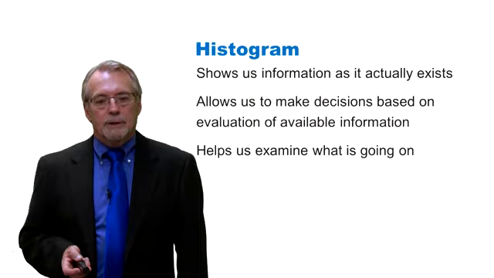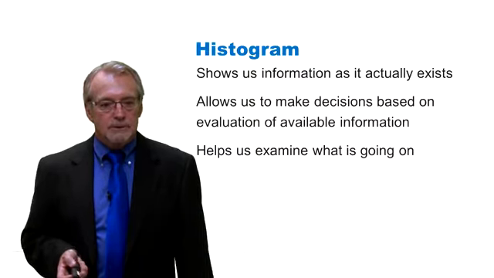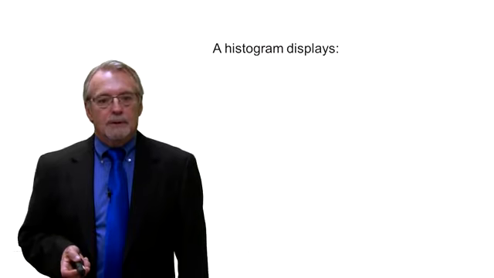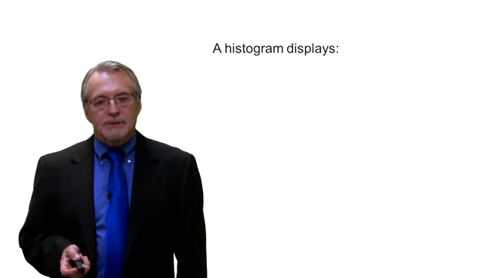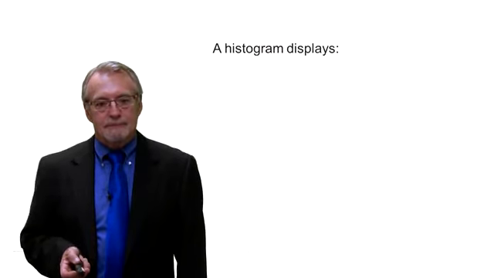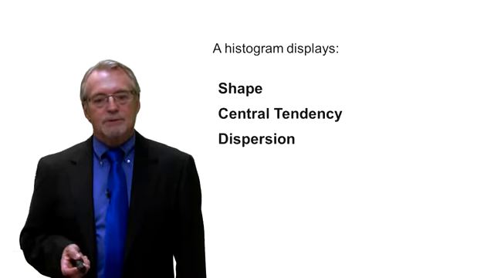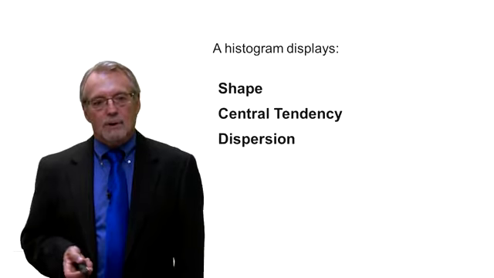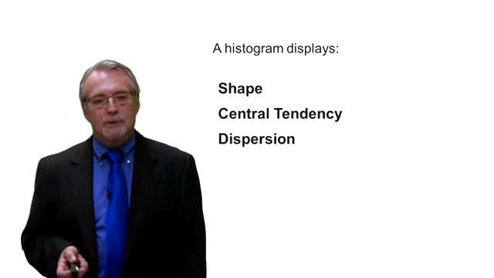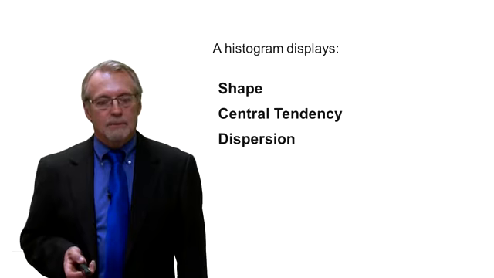It's one way to display and examine what's going on. We're just looking at what's going on out here in the world. Three most common characteristics: we have shape, we have central tendency, and we have dispersion. So let's talk about those three things because they're going to all give us some good information that will help us focus in on where to look to solve some of our problems.